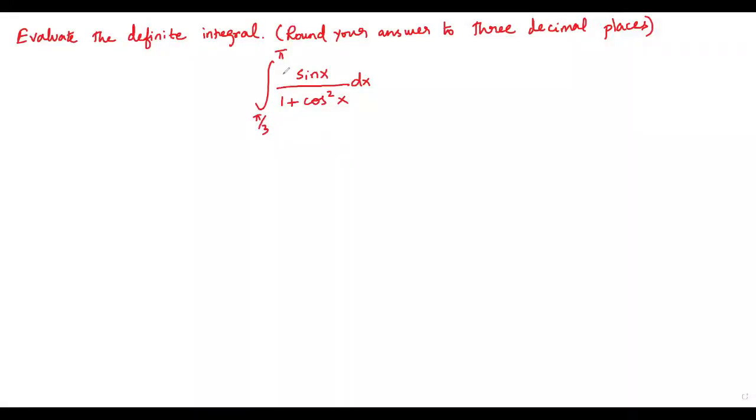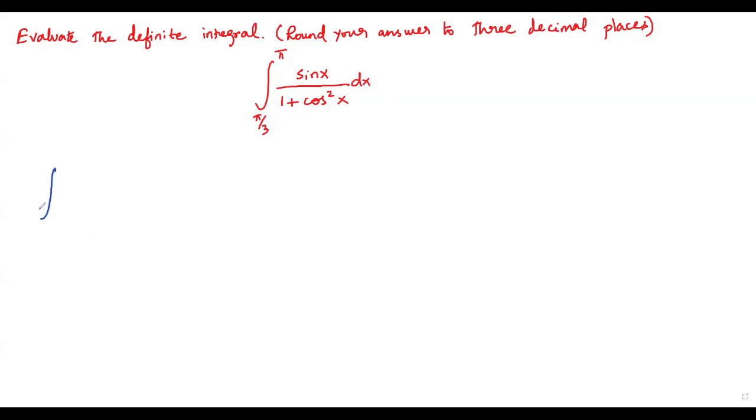Here we have a problem on definite integral. That is, we have to evaluate this definite integral and round the answer to 3 decimal places. What I am going to do is evaluate this definite integral as an indefinite integral, that is, without the limits of pi over 3 and pi. Once I get the result of the indefinite integral, then I'll plug in the limits, that is the lower limit pi over 3 and upper limit pi.